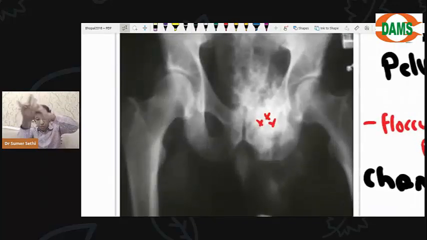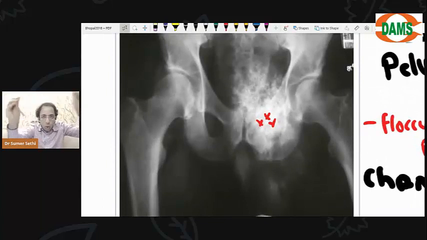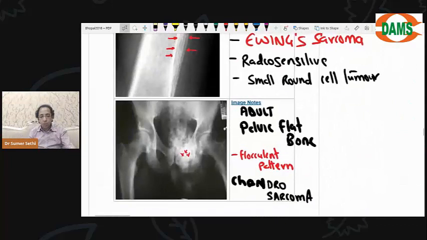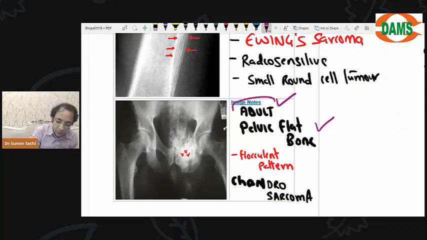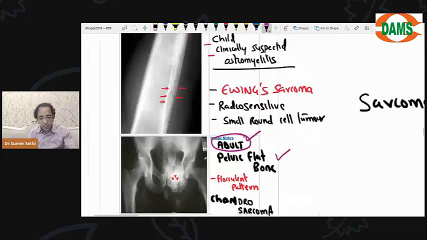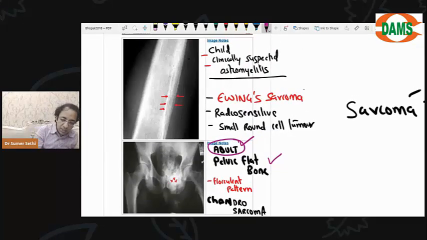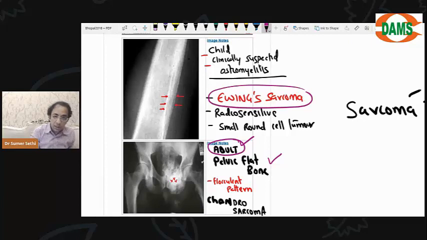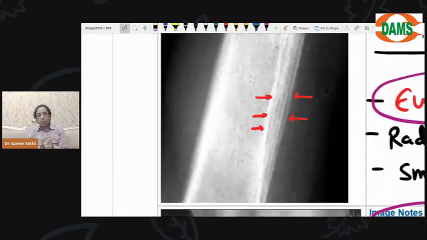Chondrosarcoma has that flocculence, popcorn-like mineralization. And chondrosarcoma is more common in the flat bones, more common in the adults. And then we also saw Ewing sarcoma has no matrix, and onion peel appearance is a typical picture which tells me that, okay, this is not osteomyelitis.